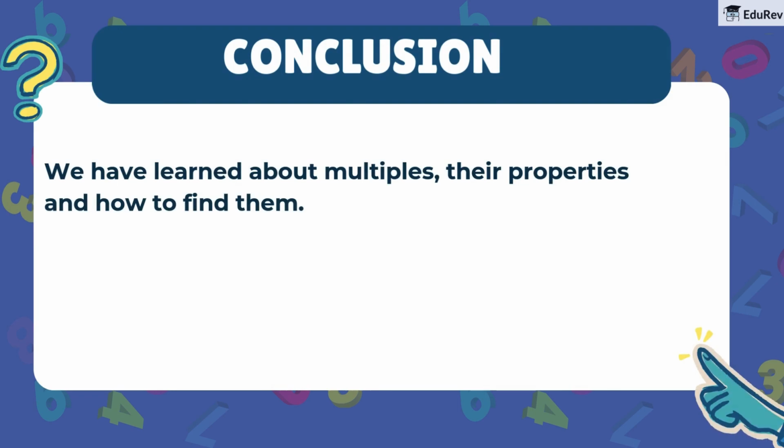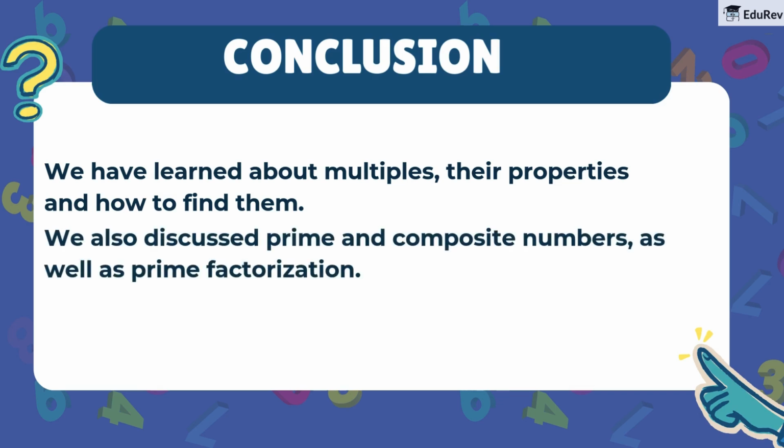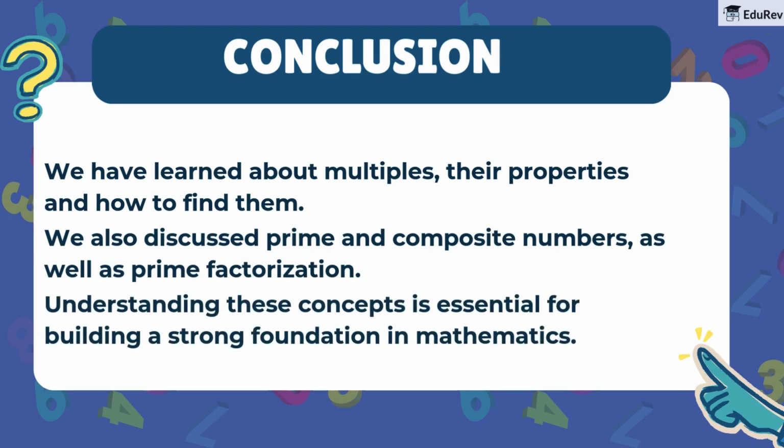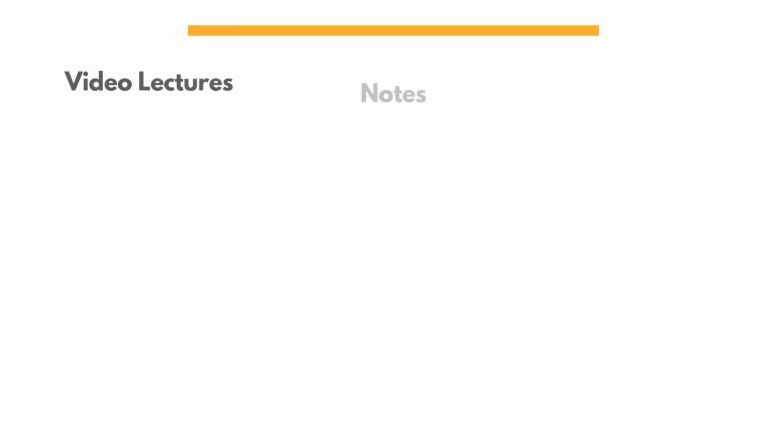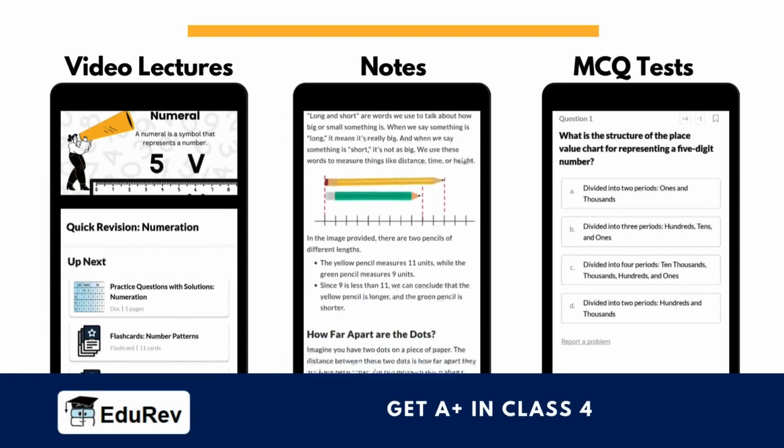In conclusion, we have learned about multiples, their properties and how to find them. We also discussed prime and composite numbers, as well as prime factorization. Understanding these concepts is essential for building a strong foundation in mathematics. We hope that you have understood the topic.